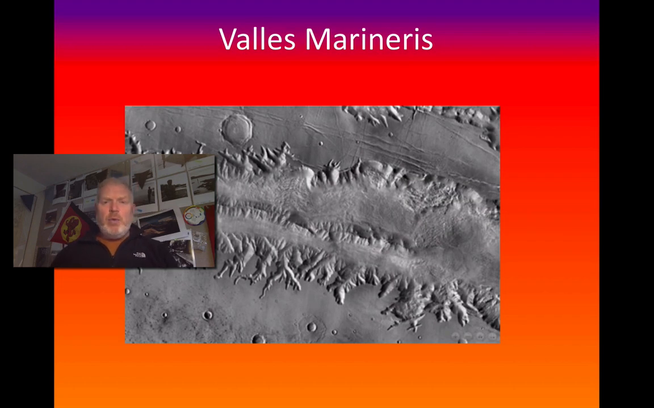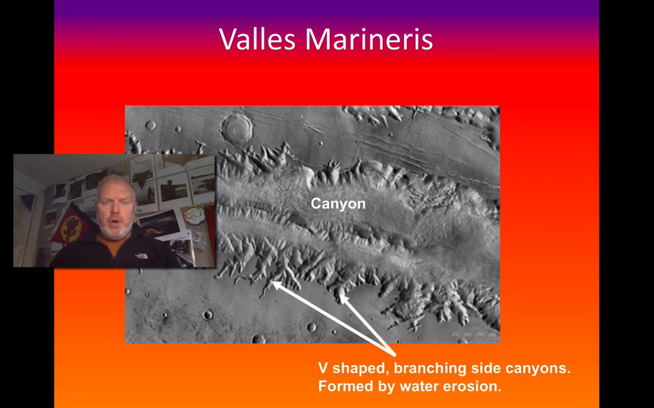Okay, let's see what we've come up with. These are some of the key features I've identified in terms of how this feature formed. The main feature running through the middle here is the canyon. This long, deep feature, probably formed by some form of erosion. You'll see on both sides of the canyon, we've got these V-shaped side canyons. This is where water must be flowing down the side of the canyon, eroding out these valleys.